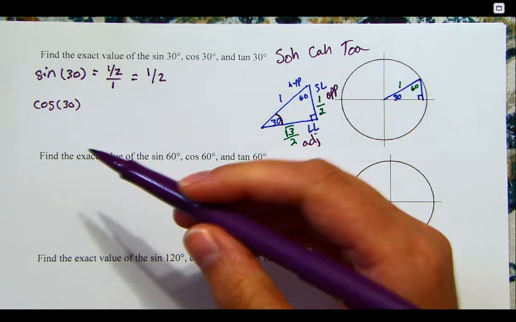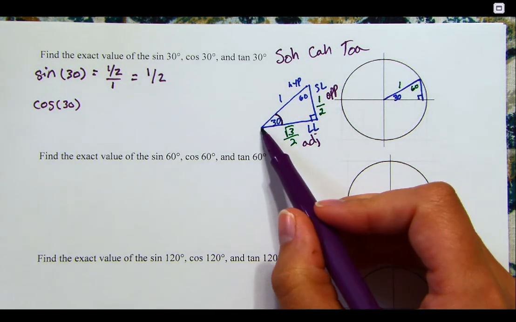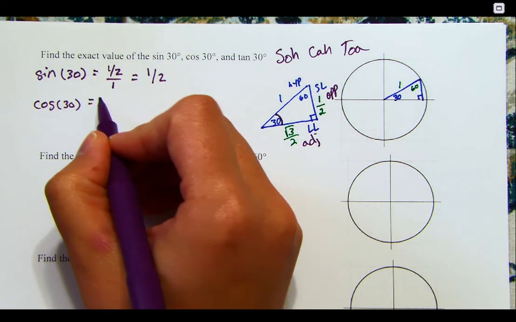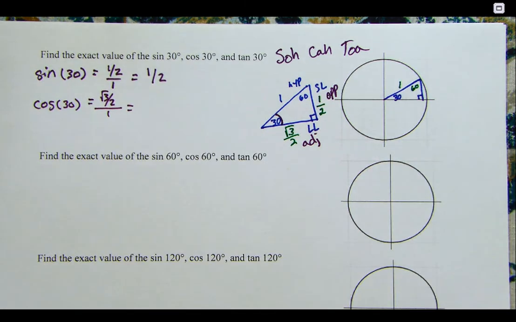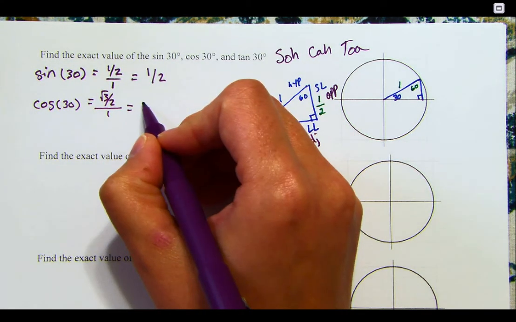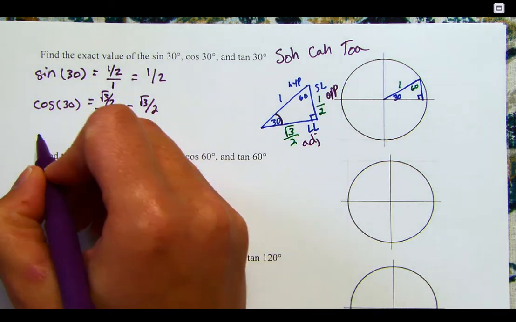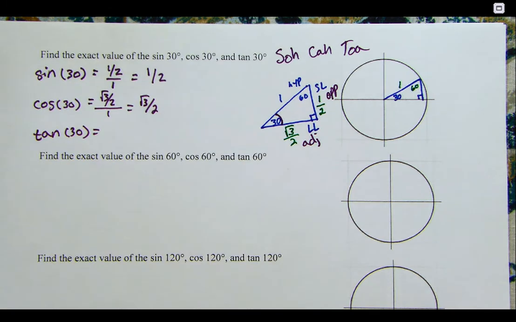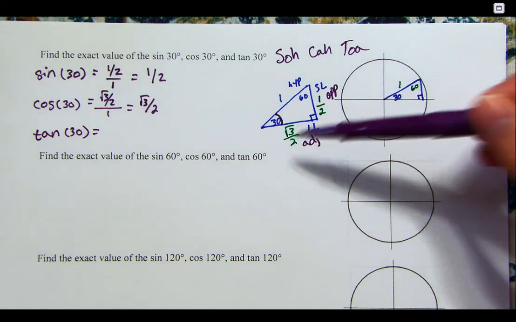Cosine of 30. If we're finding cosine, that means we're doing adjacent over hypotenuse. So I'm going to be taking the square root of 3 over 2 divided by 1. Anytime I divide by 1, I just get whatever I divided, so this will be square root of 3 over 2. And then for the tangent of 30, opposite over adjacent, so opposite is 1/2 over the square root of 3 over 2.